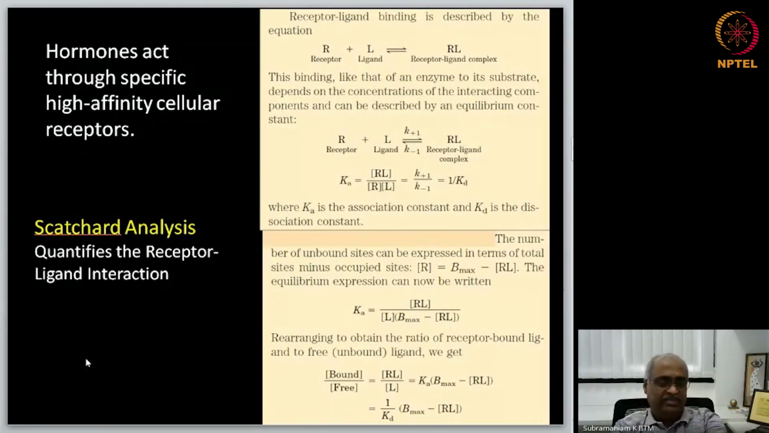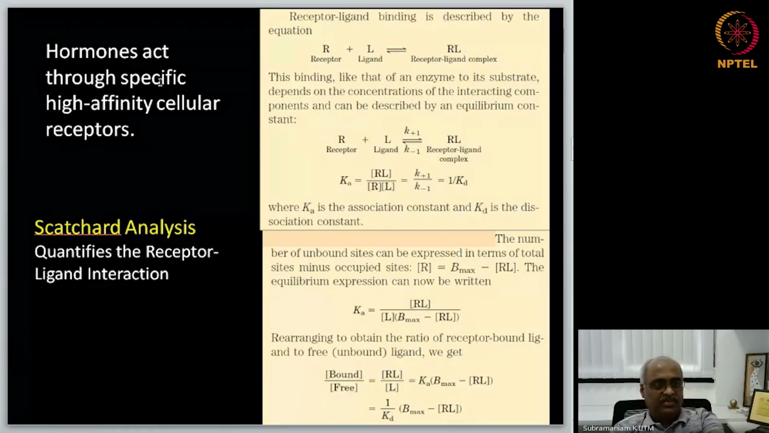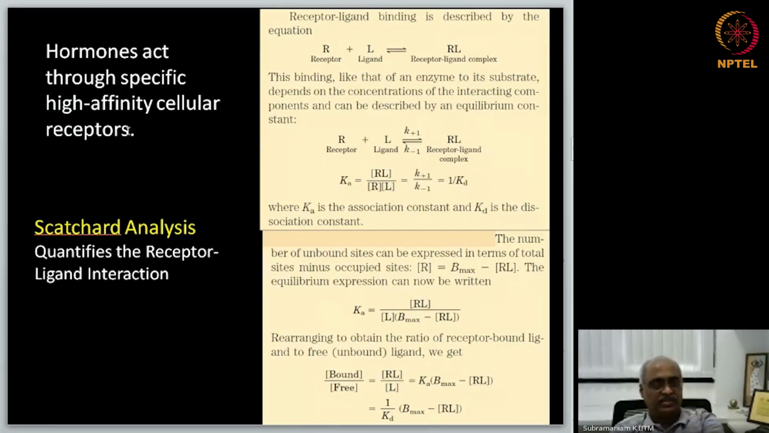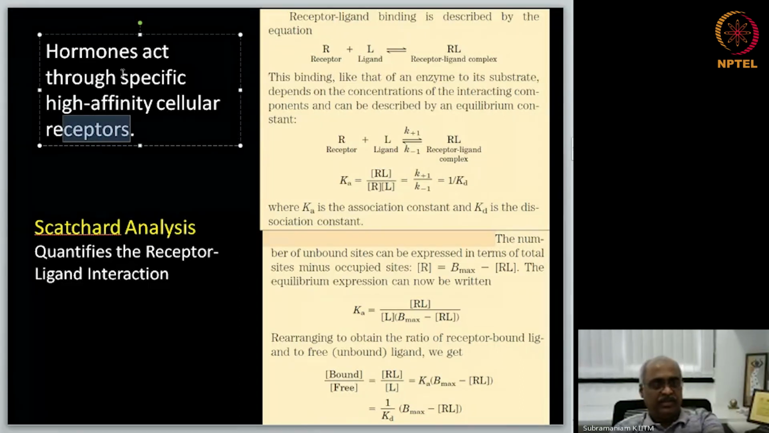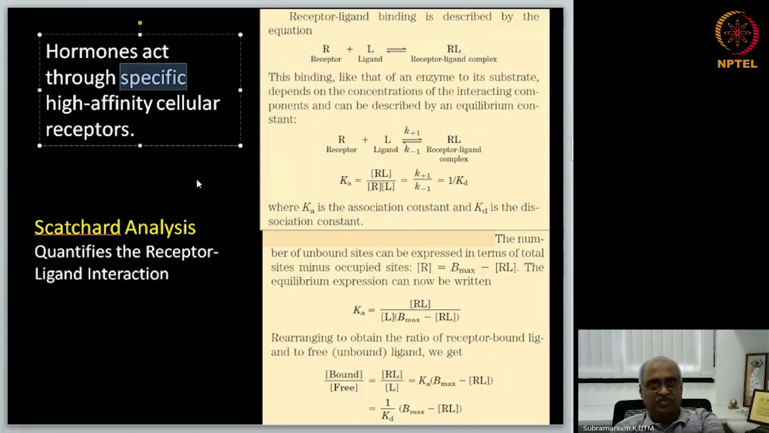And a little bit of kinetics, just a couple of slides on this. So essentially, the two main points. One, hormones act through specific high affinity cellular receptors. Two important keywords here, first, specific. They are highly specific. One hormone that binds to a receptor may not be bound by any other hormone. Similarly, a hormone that binds to a particular receptor may not bind to any other receptor. Such high specificity exists. And of course, there are cross specificities, like certain hormones bind to different kinds of receptors as well.